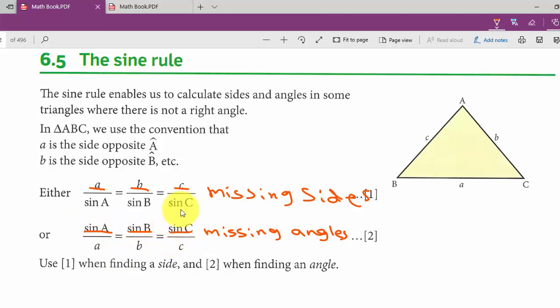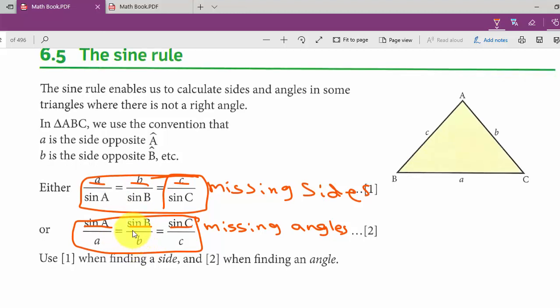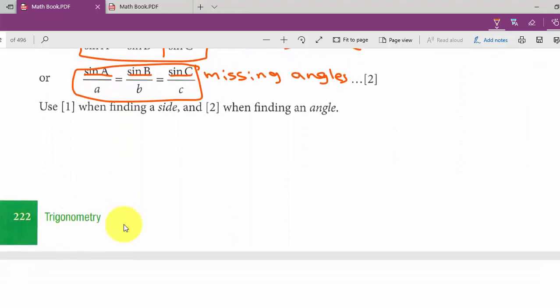Although we can use both to find missing angles and missing sides, even we can find missing angles from this rule, even we can find missing sides here, it's easier when the sides are missing to use this version that has the sides on the top. And when the angles are missing, this one is easier to use. While both of them work perfectly and both of them can give you missing sides and missing angles. Okay, let's go to the exercise.